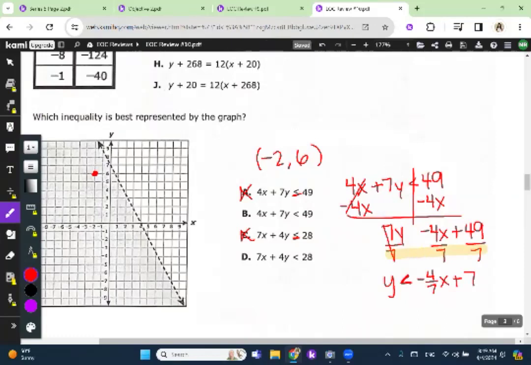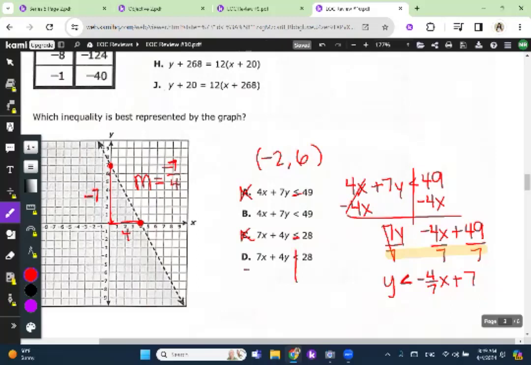Let's find two good points, right here and here. Perfect. Now we're going down how many? 7. So negative 7 over 4. So we need a negative 7 over 4 instead of 4 over 7. So that means it would be D.